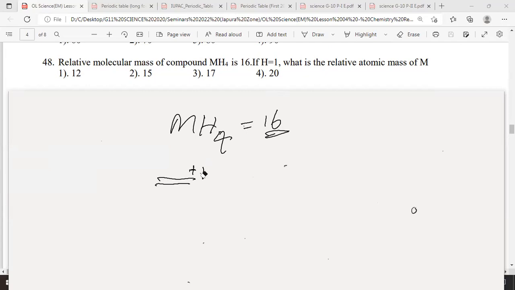4 plus what is 16? Any volunteers? What is the RAM of capital M? Very easy. Anutmi? 12. Very good, Anutmi. Answer is 12. Correct. 12 plus 4 will be 16.